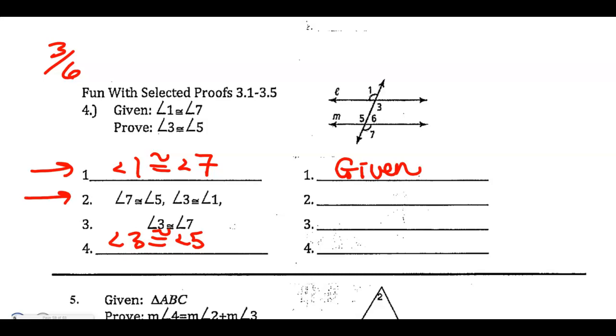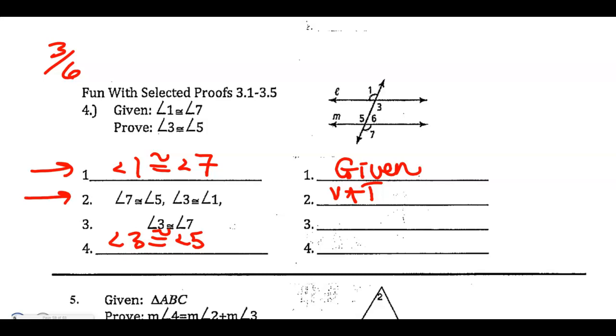Go ahead, Sawyer. I would have to say it's vertical angles. It is. So now you've got 4 out of the 6. See how a lot of them are very similar? Okay. Now our next one.